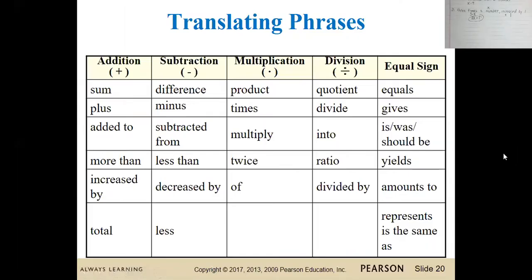All right, so it just kind of helps you. You have your increased by, decreased by, that means you're adding, subtracting; times, multiply; twice. Of is a big one, okay? Of means multiplication. Quotient is the one you'll see a lot for division. And the big one with the equal sign is the word is. Again, this is a good little slide here that helps you take these phrases and convert them into equations.